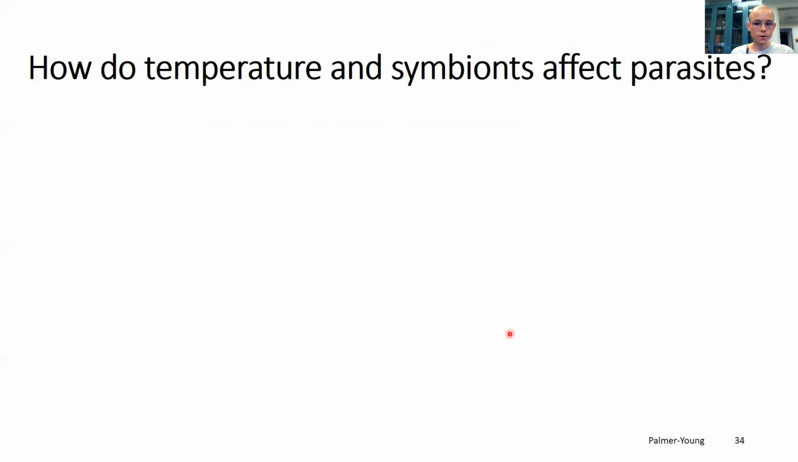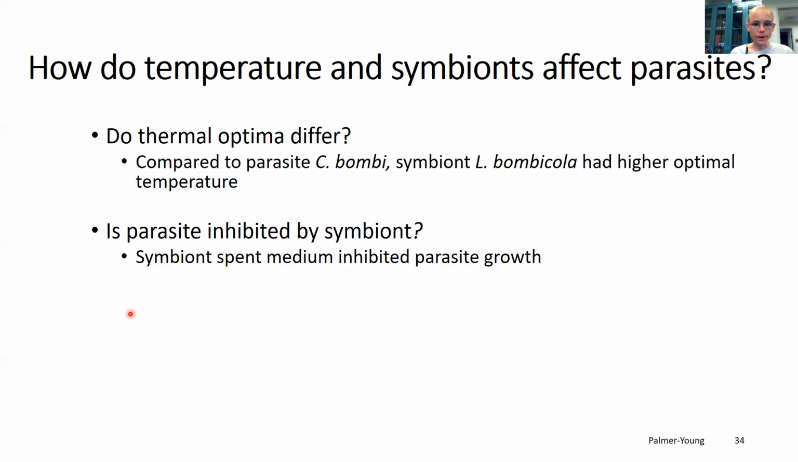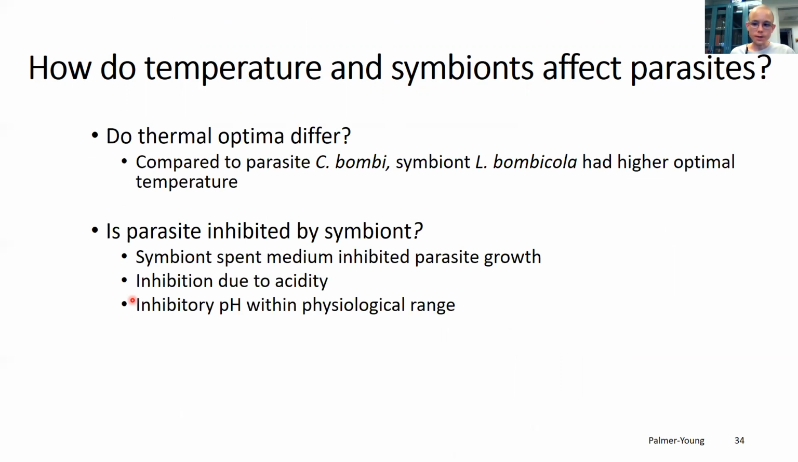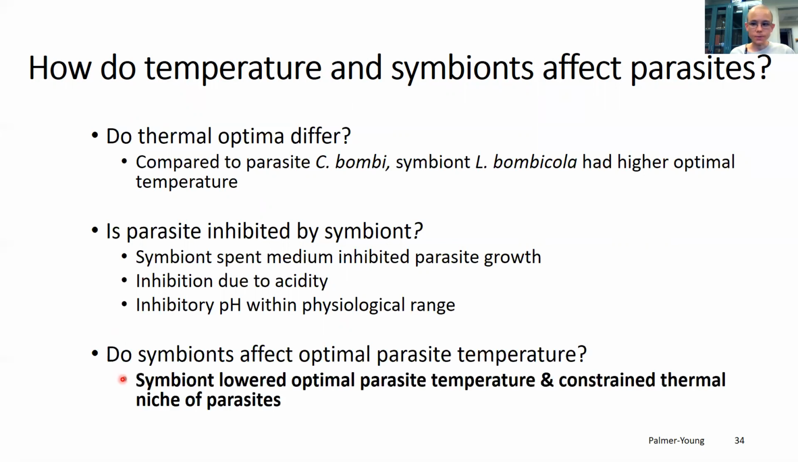Returning to the original questions, first, thermal optima were higher in symbionts than in parasites. Second, the parasite was inhibited by symbiont-derived acids, with inhibition occurring within a physiologically relevant range. This suggests gut acidification as a mechanism by which gut bacteria reduce infection. Third, the different thermal optima of the two species led to temperature-dependent outcomes of competition, with competition from the symbiont appearing to constrain the thermal niche of the parasite to lower temperatures.